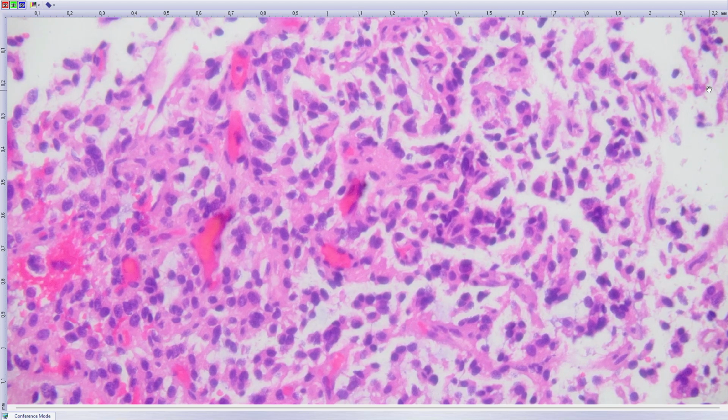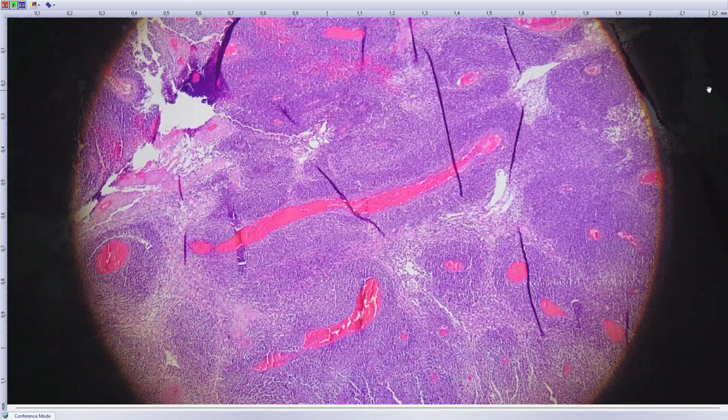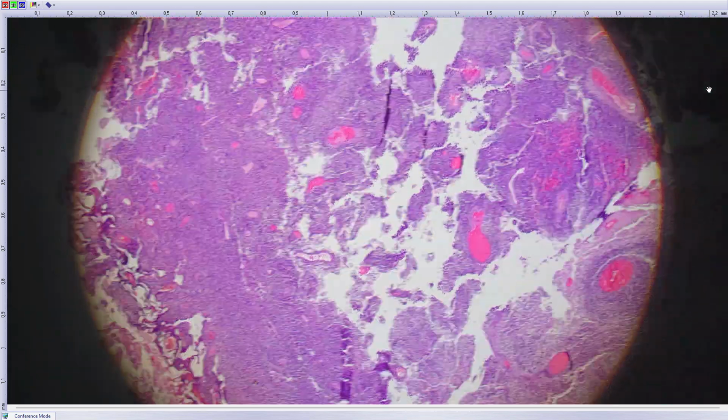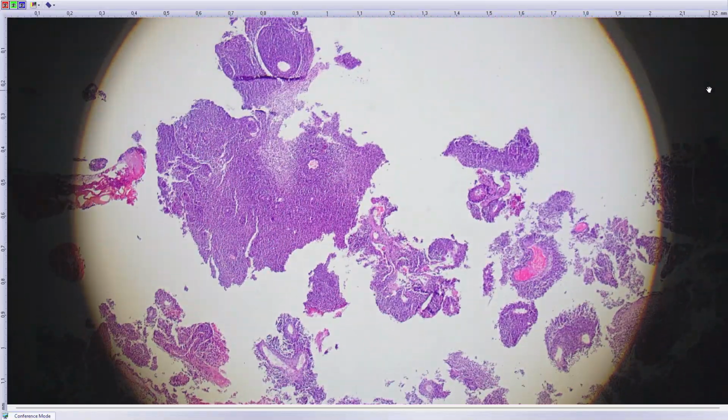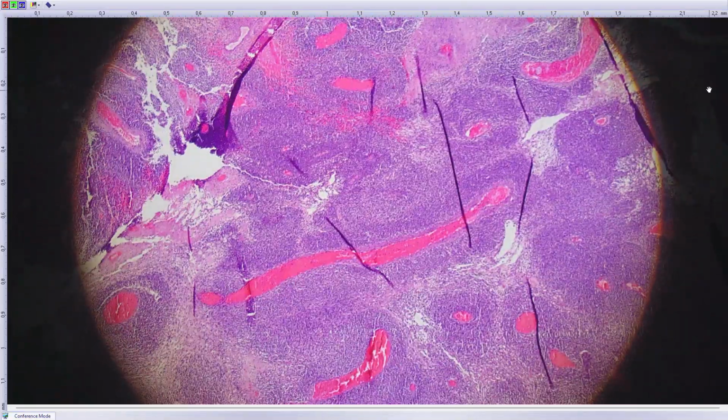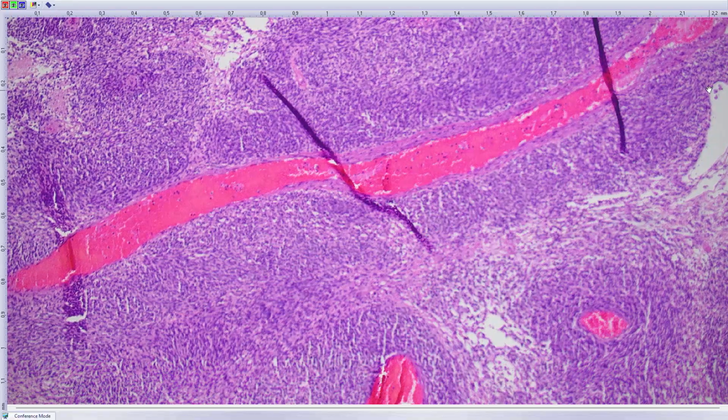So, a completely different picture. This is a nice case. Again, it comes from the brain. It was a tumor in a supratentorial location, so in the brain hemisphere. And when I looked at the microscope, I was a little bit surprised. I was not expecting something like this.